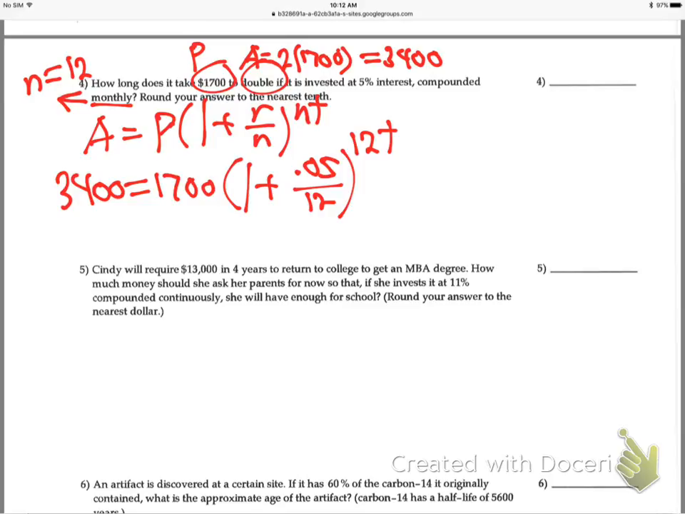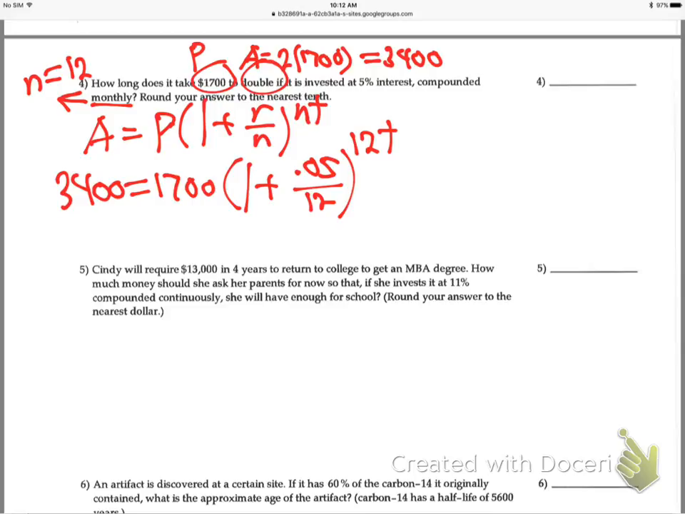You're with me to there. Questions so far? All right, so now how do we solve that for T? Everybody good to there, right? They said $1,700, that's the initial investment, P, the principal.